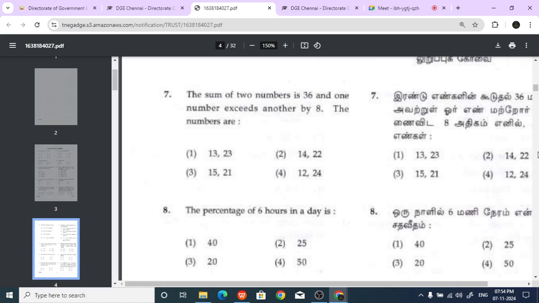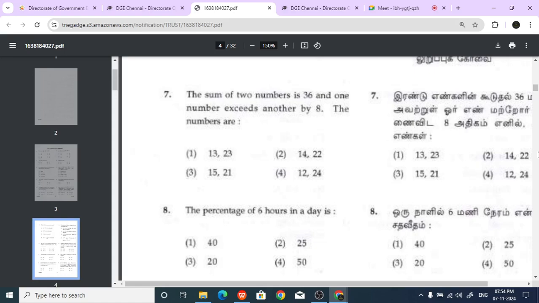What is the total number of hours in a day? 24, sir. So the percentage of 6 hours in 24 hours means 6 by 24 into 100.